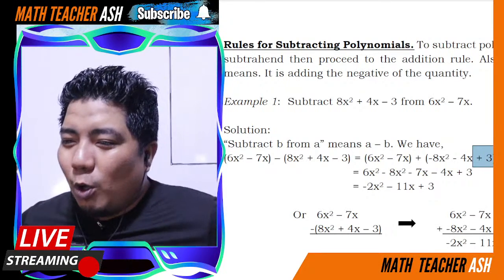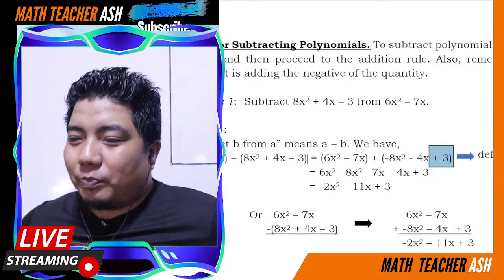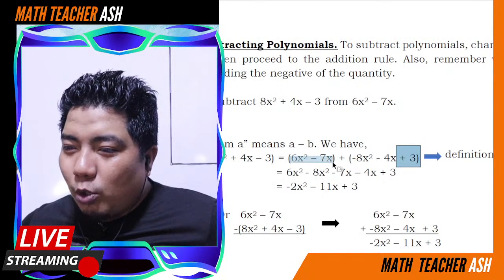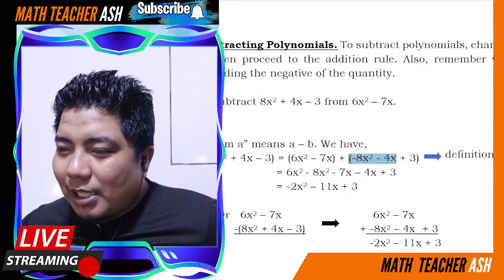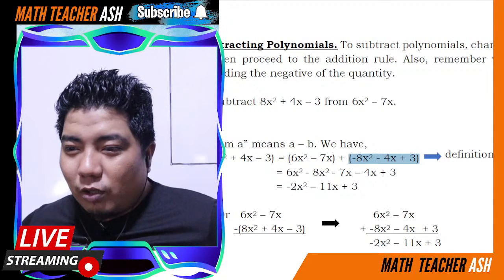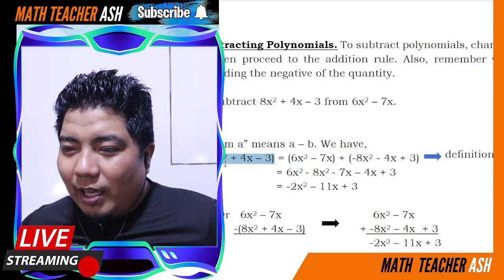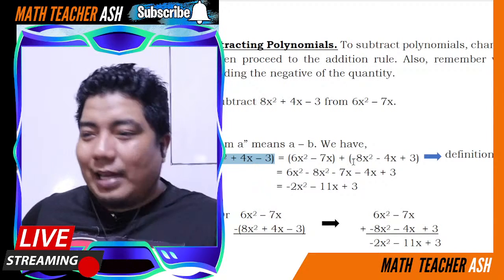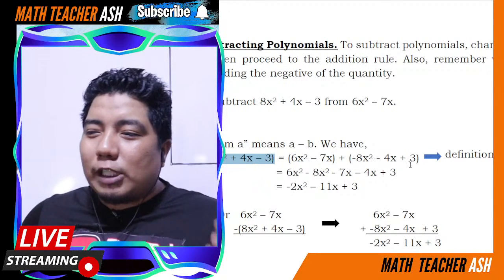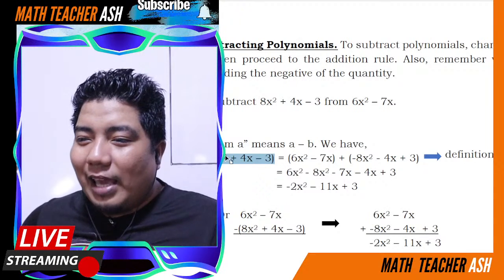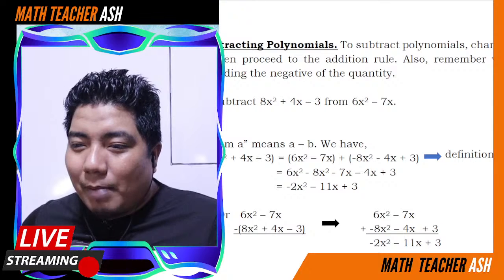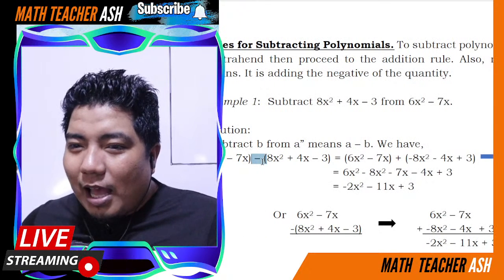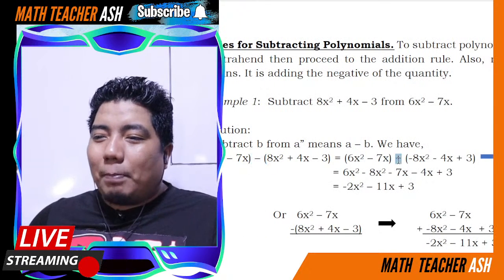Alright. So, what do we do here is ganito. So, ngayon, kinopya si minuend. Okay, copy. So, kinopya lang. Then, we change the sign of the subtrahend. So, from here, negative 8x squared plus 4x minus 3, naging kabaliktaran. Negative 8x squared minus 4x plus 3. Okay? And then, you proceed to addition. So, kaya ang minus dito, you can see, ang minus dito ay naging plus dito.